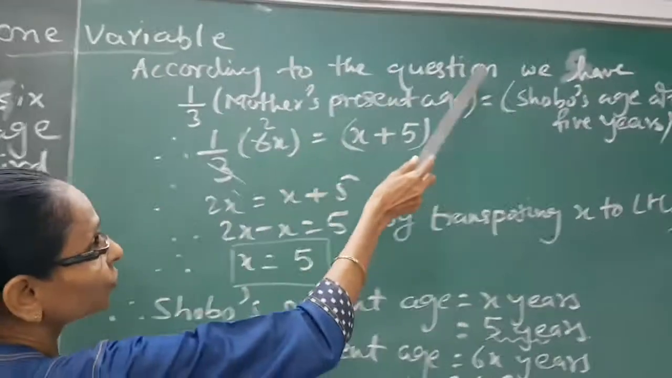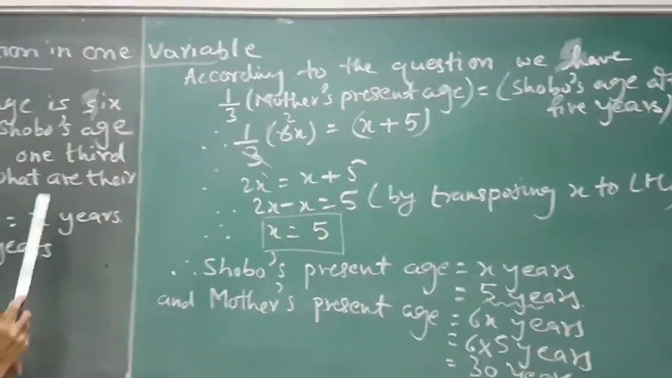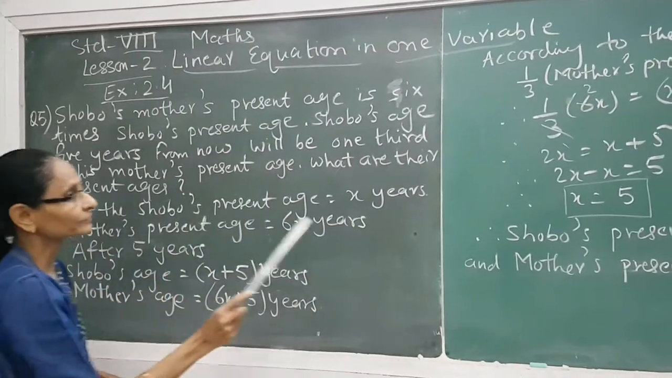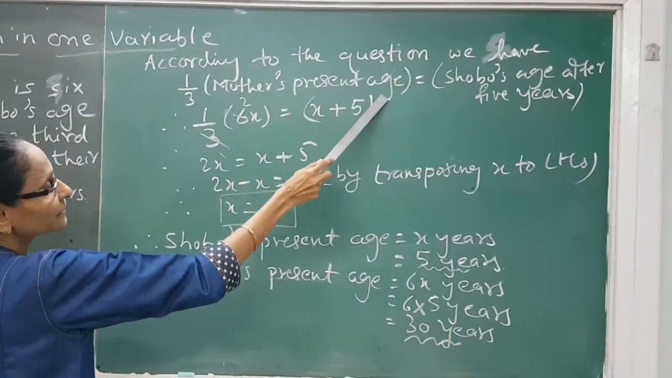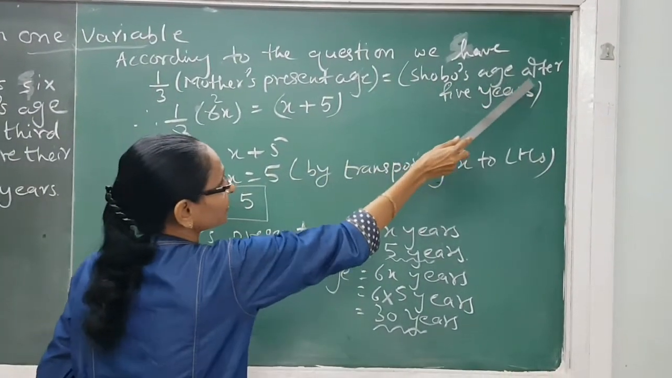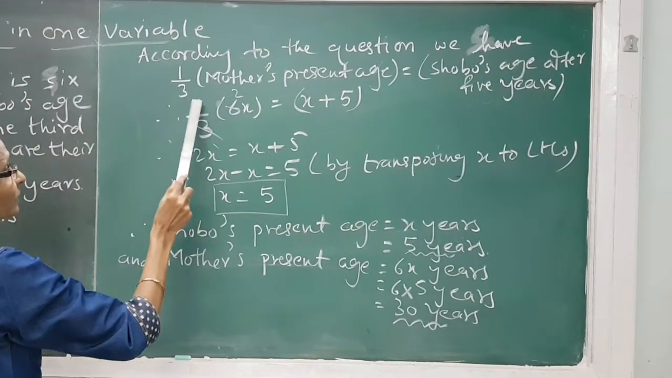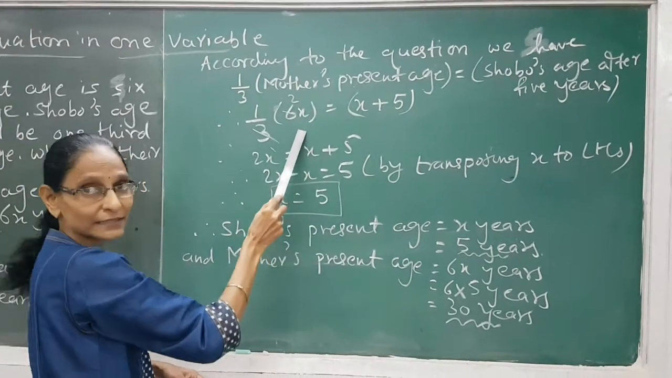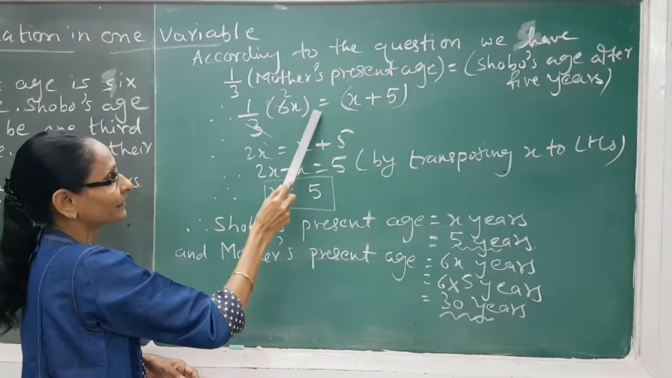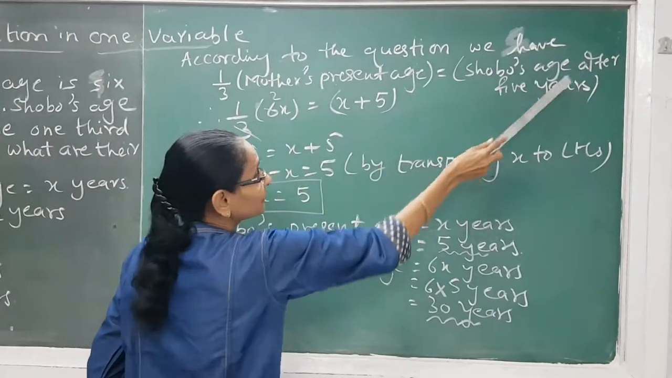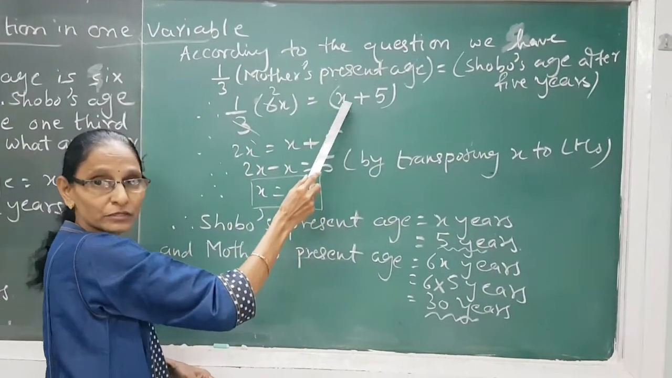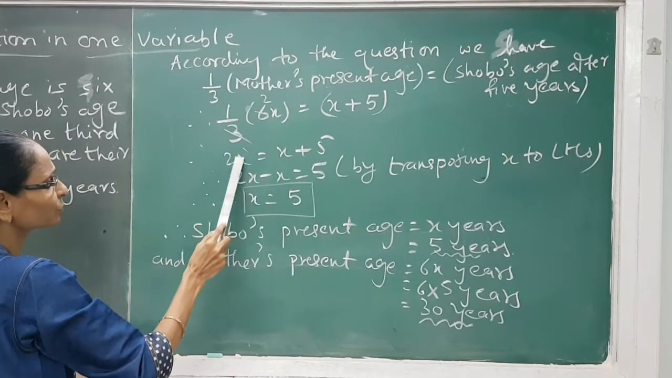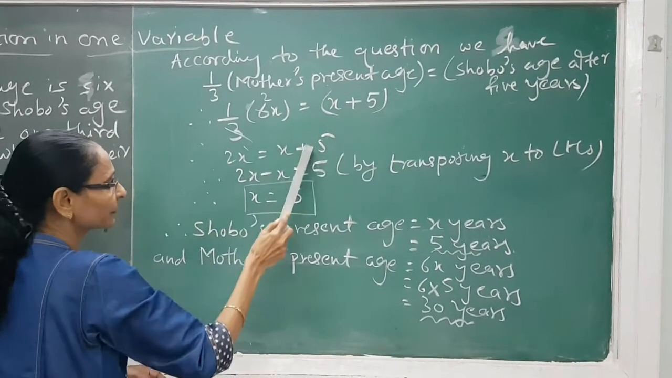Now, according to the question, we have 1/3 of his mother's present age is equal to Shobhu's age after 5 years. Now, 1/3, and mother's present age is what? 6x. So 1/3 multiplied by 6x is equal to Shobhu's age after 5 years. After 5 years it was x plus 5. Therefore 3 twos are 6, so it will be 2x is equal to x plus 5.